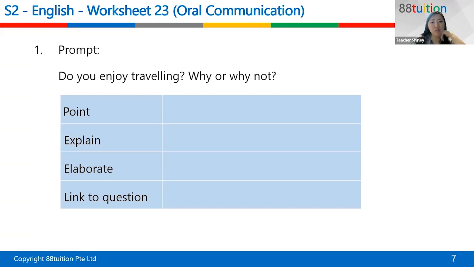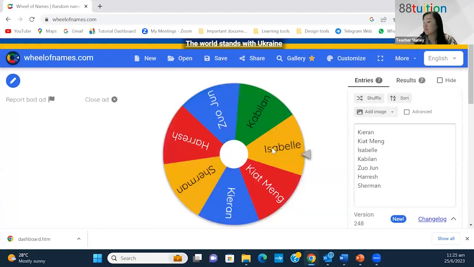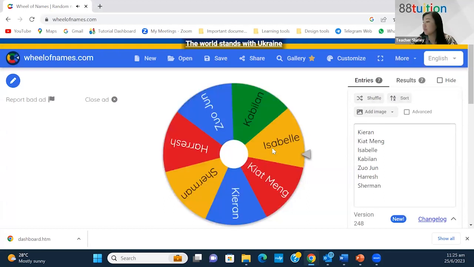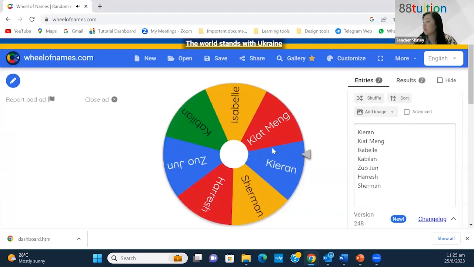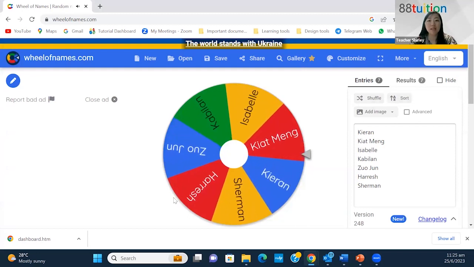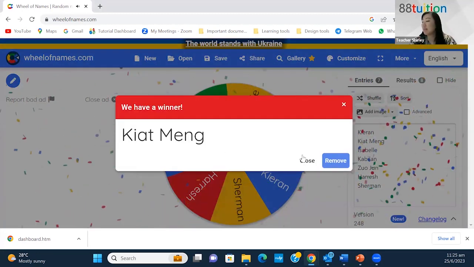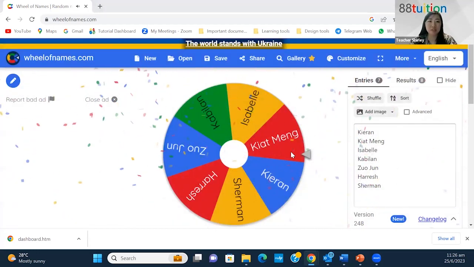Okay, I'm going to move on to Kiat Ming's group. Kiat Ming, Isabel, Kieran, and Sherman. Anyone from the group would like to contribute? If not, then I will spin the wheel. Then someone from the group has to say, yeah. Okay, Kiat Ming will represent his group to answer this question.